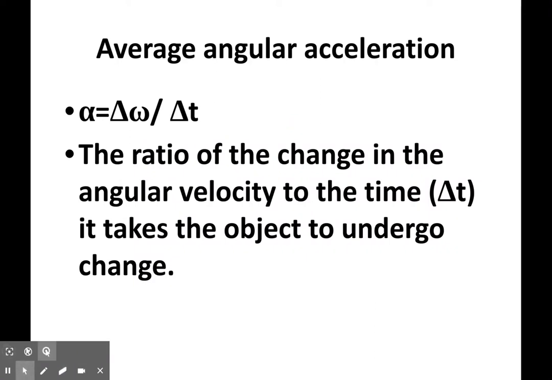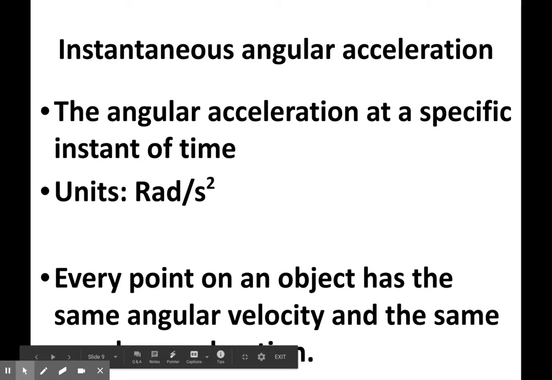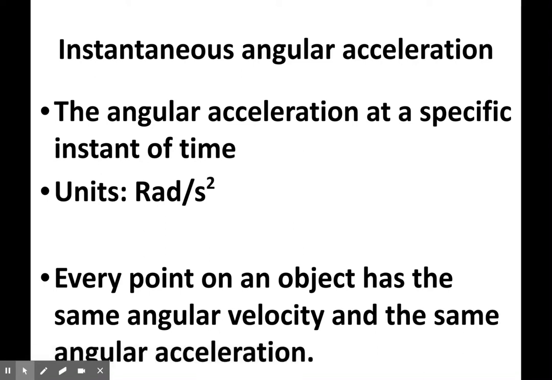So instantaneous angular acceleration is going to be in radians per second squared for the units. Every point on an object is going to have the same angular velocity and the same angular acceleration.